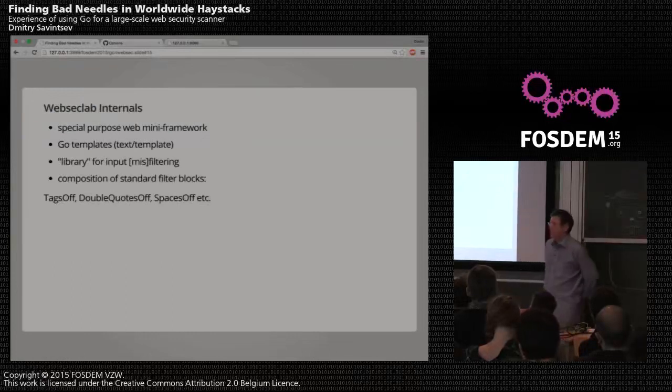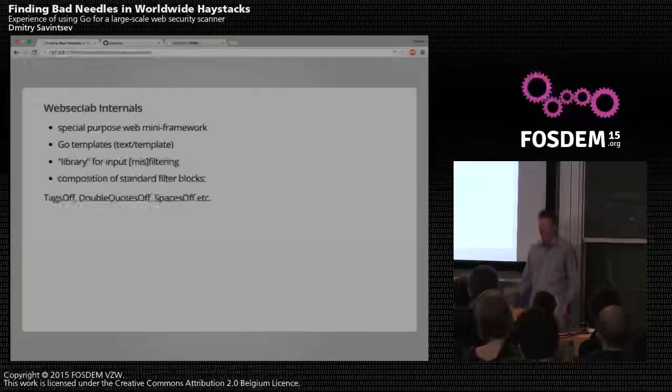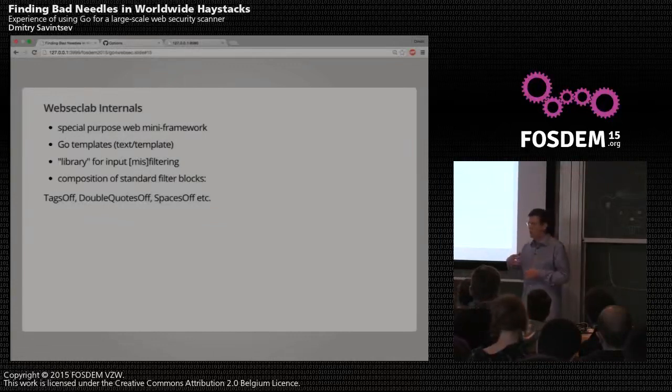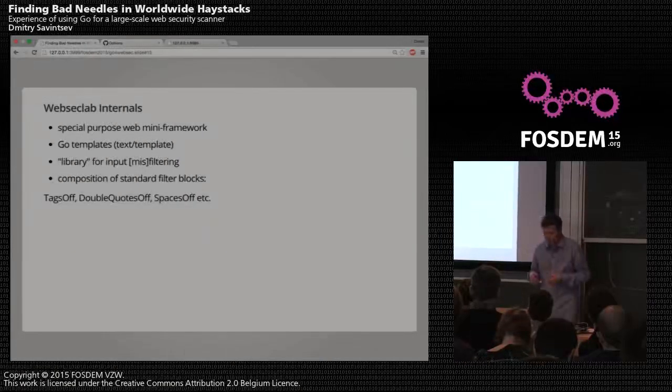You can think about this as a special purpose web mini framework. It has a place where it picks up the templates. It uses Go templates, but of course it uses text template so that we can produce the bad output. It has some library of filtering, and the filtering has standard blocks. For example, tags off or on. If it's tags off, then we filter all the tag characters, or double quotes on and off, so that whether it goes through or not.